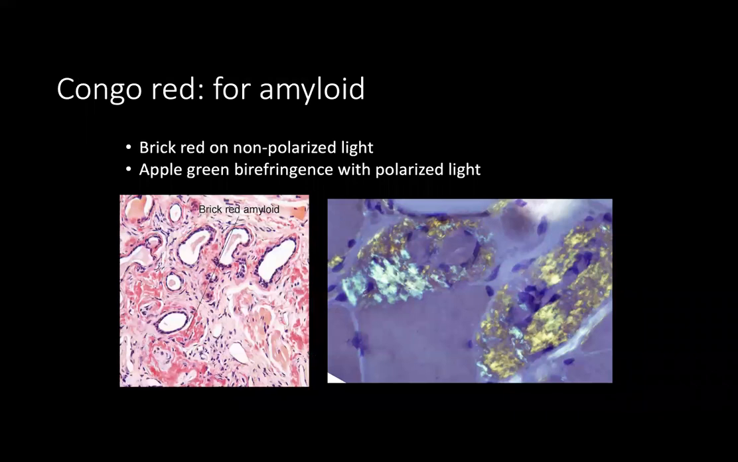Congo red highlights amyloid. On your normal stain, you'll see a brick red color on non-polarized light, whereas if you put it under polarized light, you'll see this apple green birefringence. So I think in medical school, we all had to learn about that. And it becomes important in entities such as cutaneous amyloidosis, which you can often see in hematopoietic disorders where you've got antibody light chains depositing in the skin.